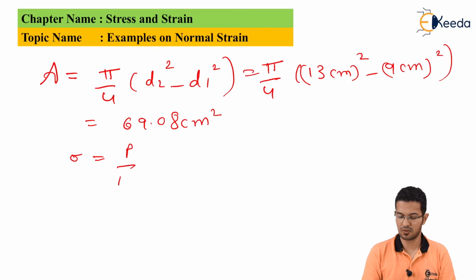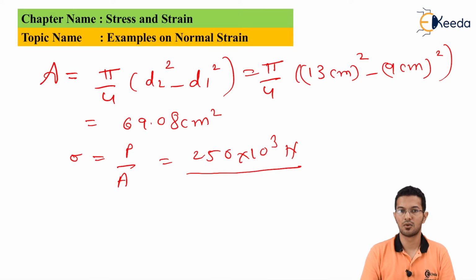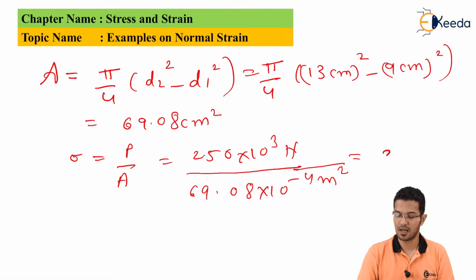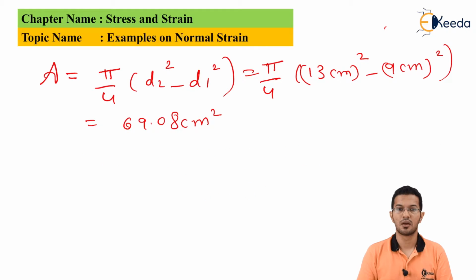Therefore, the compressive stress in the post is sigma, which is equal to P upon A, which is nothing but 250 into 10 to the power 3 Newton, the whole upon 69.08 into 10 to the power minus 4 meter square, which gives us the answer as 36.19 megapascal.